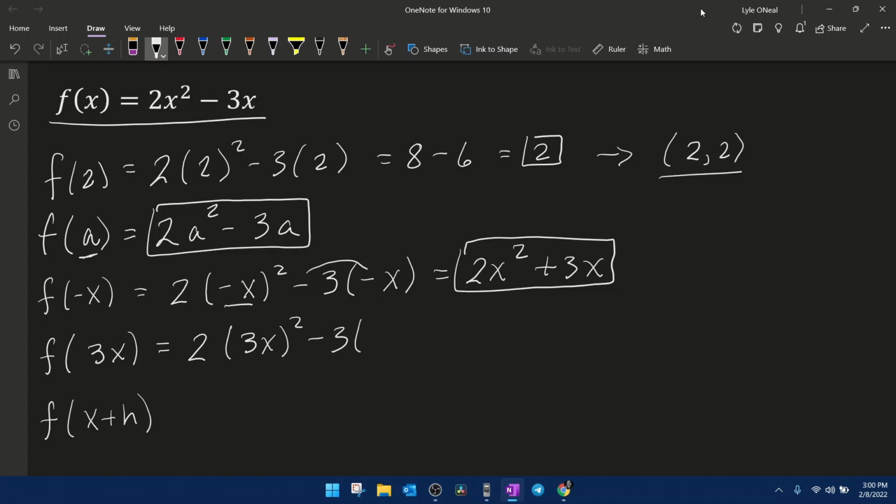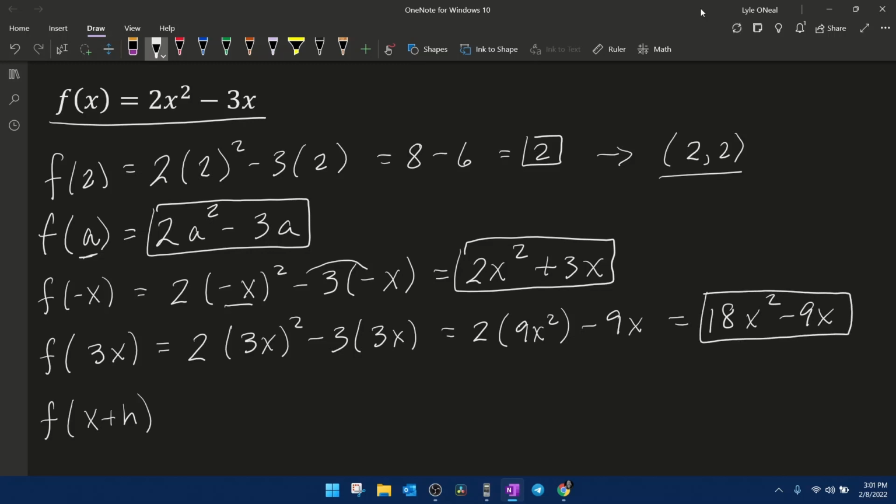And then we're going to have to square 3x. So that would give us 2 times 3x times 3x, which is 9x squared. Negative 3 times 3 is negative 9x. And then here, one more step of simplification. 2 times 9 is 18x squared minus 9x. That would be our final simplified result.